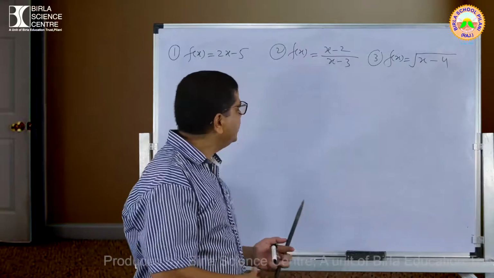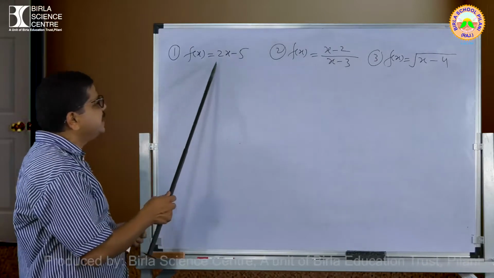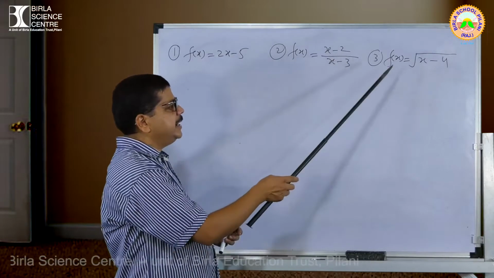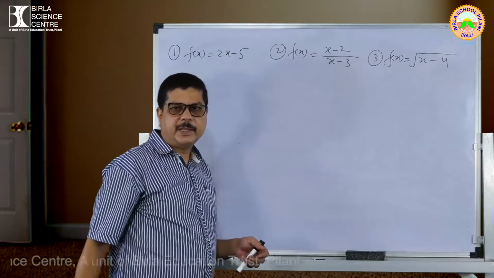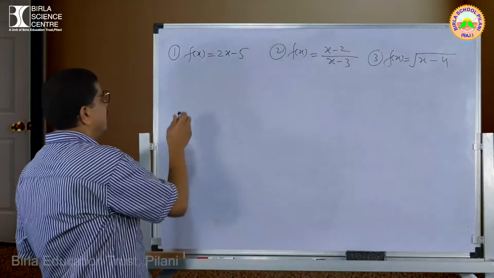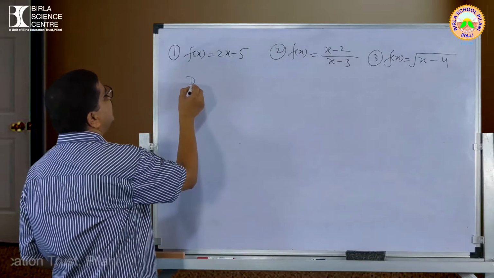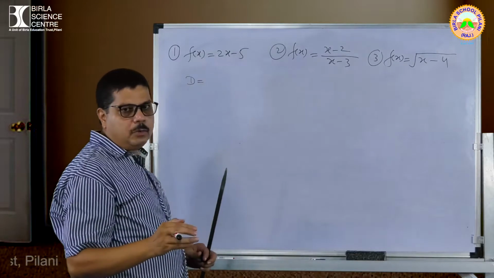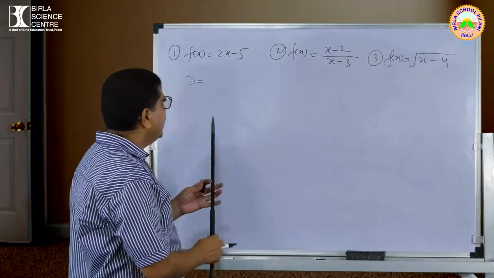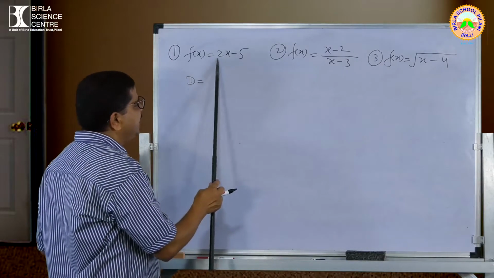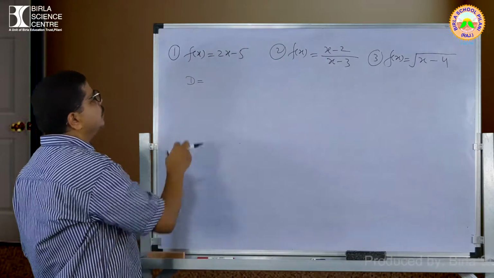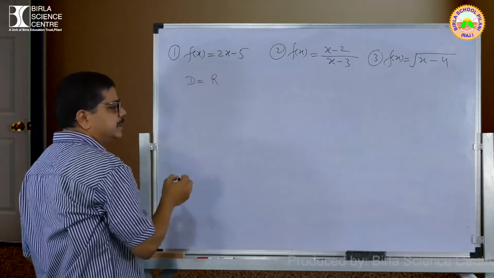So here are the examples. First example, I am taking f(x) equal to 2x minus 5, f(x) equal to x minus 2 upon x minus 3, and f(x) equal to under root of x minus 4. Simple functions I have taken. Now the first one, you see what the domain is. Domain, I told you, is all values of x for which the function is well defined. So here you can put any value of x, and it will always give you a well defined value. So the domain becomes all real numbers.